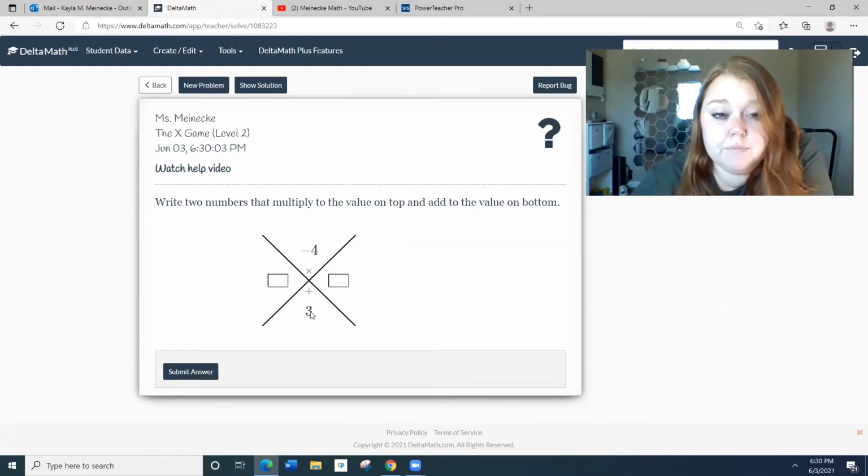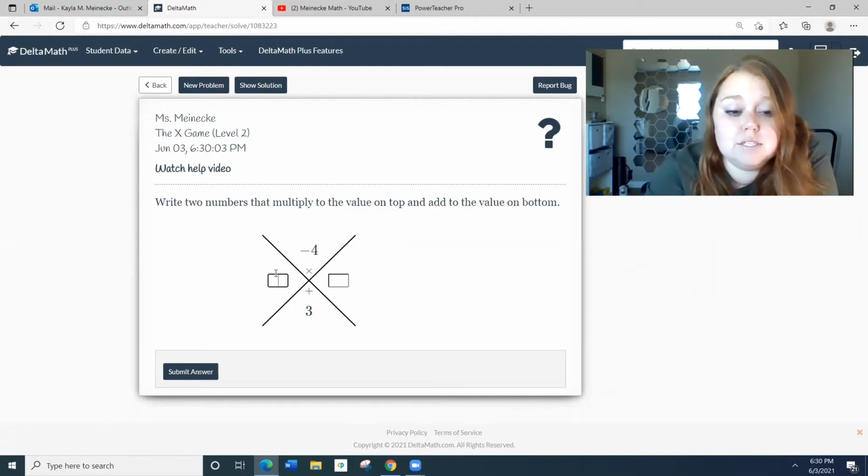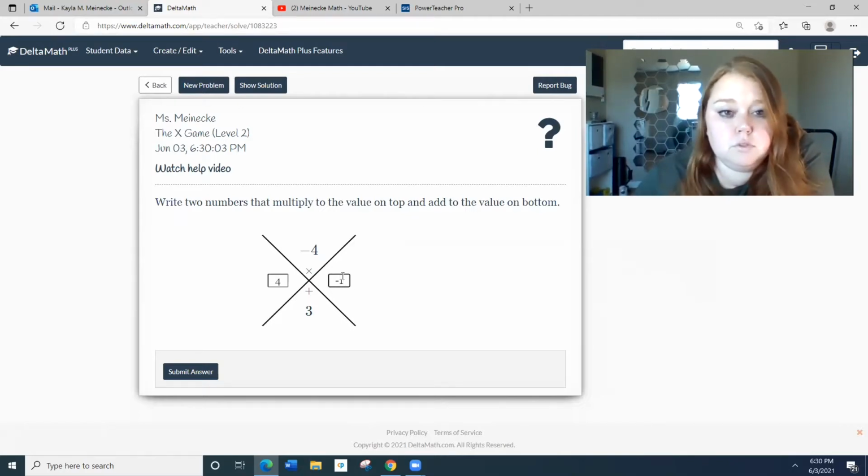So we want 3. So the other one is like 4 and 1, but one of those has to be a negative. Either the 4 has to be negative or the 1, but not both. Okay, so if we did positive 4 and negative 1, 4 times negative 1 is negative 4. 4 plus negative 1, same as 4 minus 1, and that's 3. So that works.